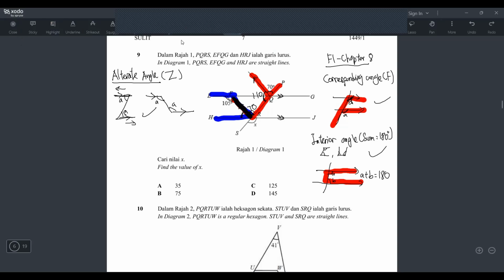So you see the huruf C, right? So it means this angle and this angle plus together is 180. So if I press 180 minus 105, my calculator gives me 75. So this is 75, right?